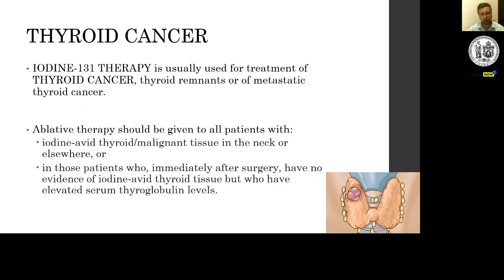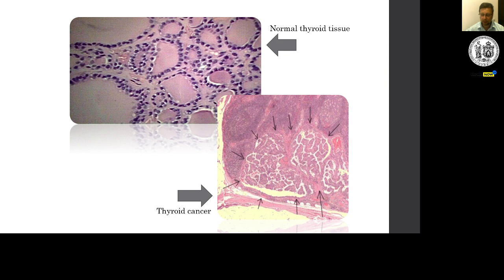We must mention that this ablative therapy should be given to all patients with iodine-avid thyroid or malignant tissue in the neck or elsewhere, or in those patients who are immediately after the surgery and have no evidence of iodine-avid thyroid tissue, but who have elevated serum thyroglobulin levels. Which kind of the surgery and what is thyroglobulin, we'll talk a little bit later. So on this slide we can see the normal thyroid tissue presentation on microscopy and how the thyroid gland cancer looks like.